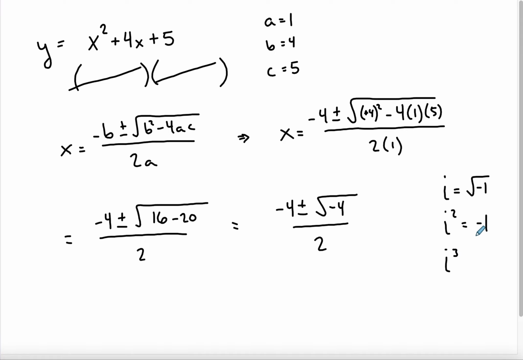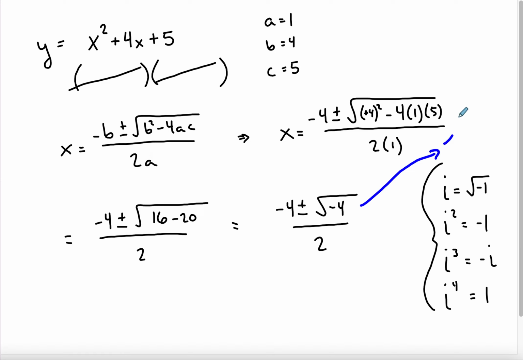i cubed is i squared times i, so it's -1 times the square root of -1. We call that negative i. i to the fourth equals 1, right? There's kind of our rules of i, and it's going to come in handy here because how do I deal with this square root of -4?